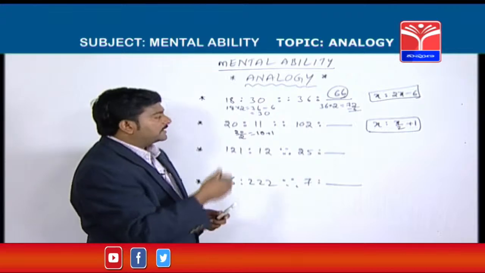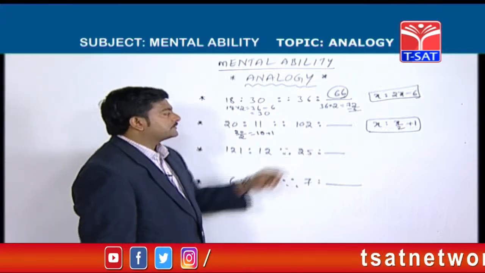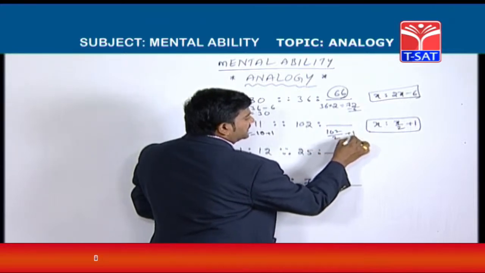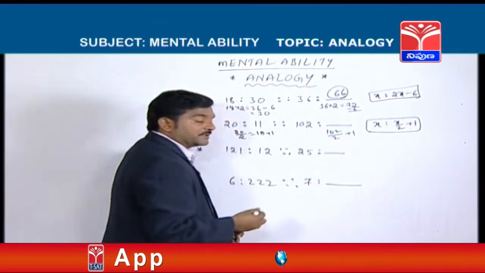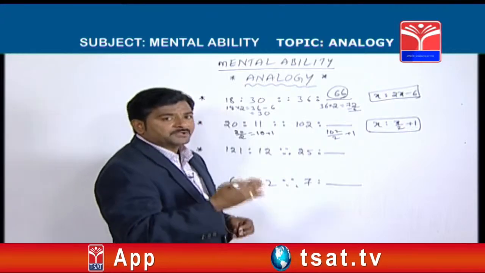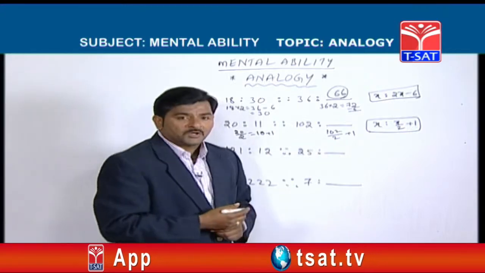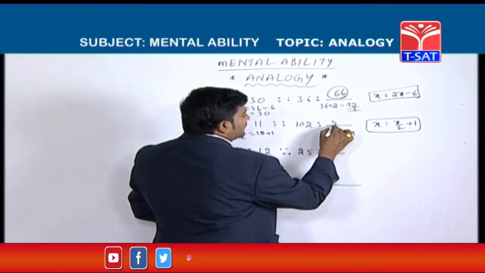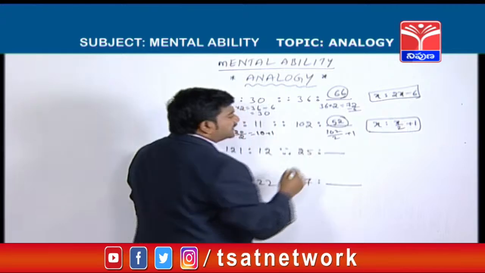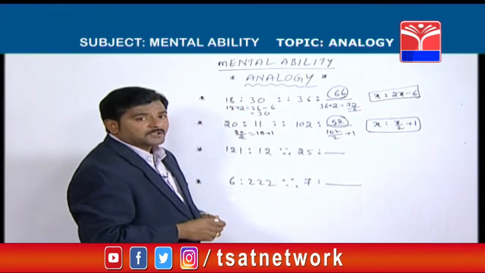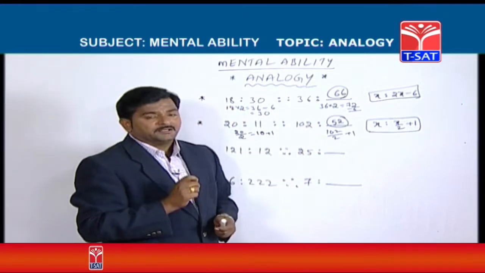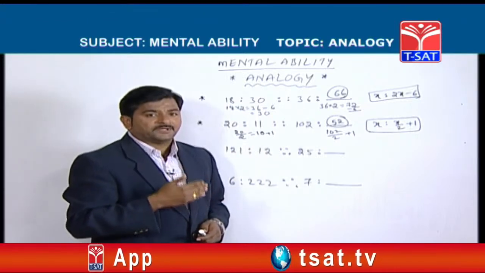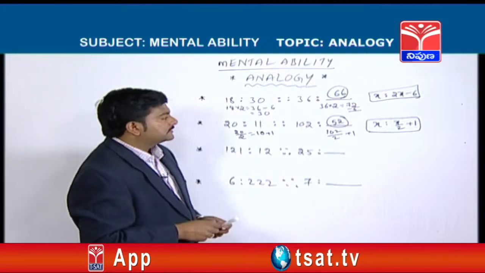Now the same logic will apply for the second pair also. Now what do I have to do? 102 dividing by 2 plus 1. Dividing by 2 means indirectly I am doing half. Half of 102, how much am I getting? 51. 51 plus 1 means 52 we can take. Okay, I hope you understood. So first example is x is to 2x minus 6. Second example is x is to x by 2 plus 1. I hope you understood these two models.